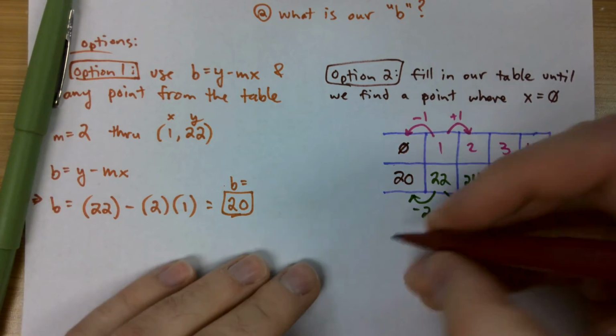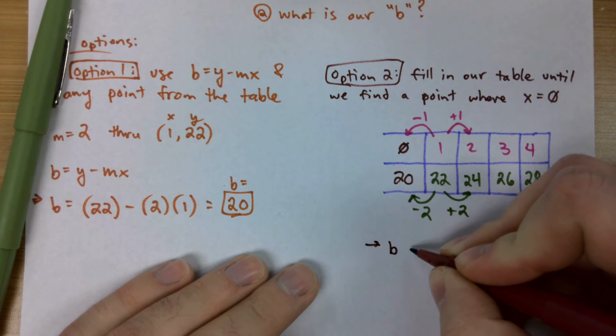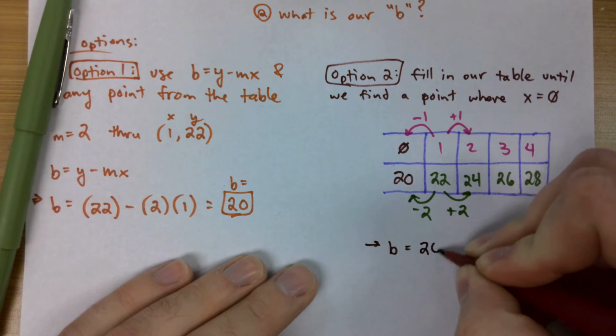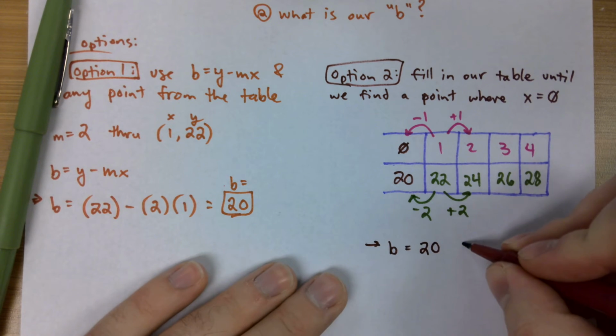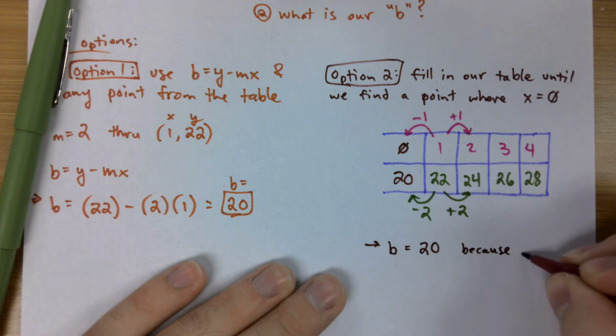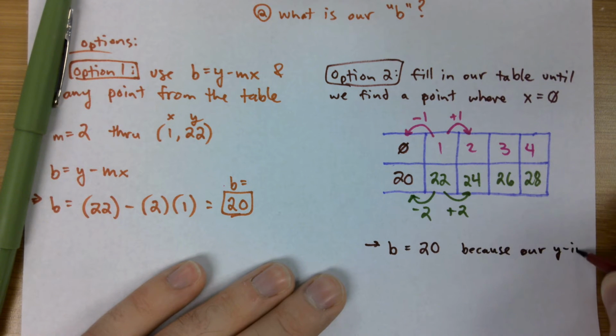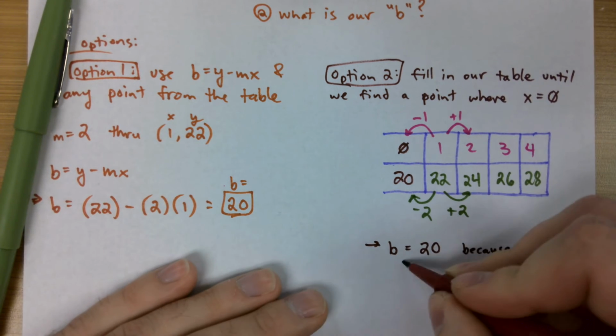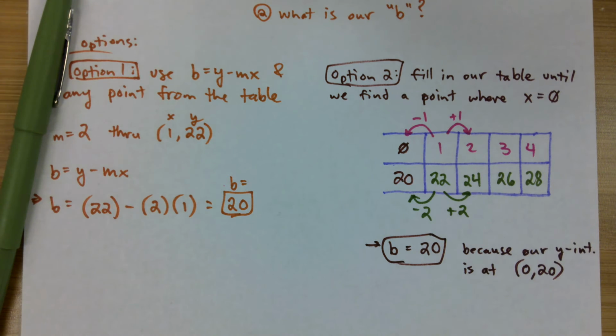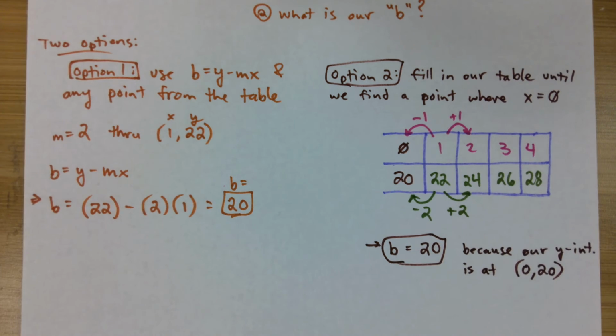So from this table, we can then assume that b is equal to 20. Because our y-intercept is at the point 0, 20. Is that the same b value we got from doing option 1? Yeah, it sure is. Now, which one is easier for you is up to you. Like I said, 99% of the time, you're going to be able to use them interchangeably.